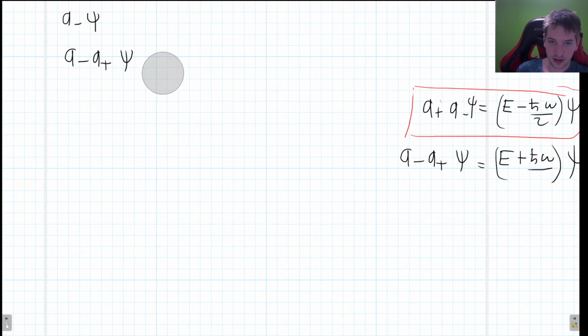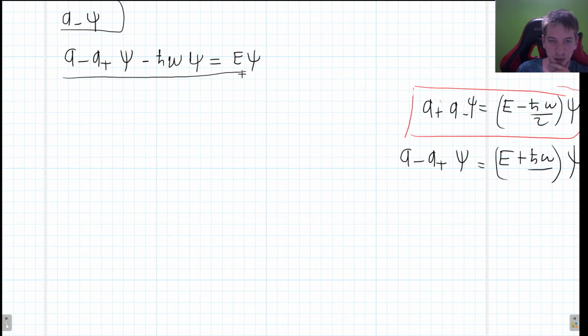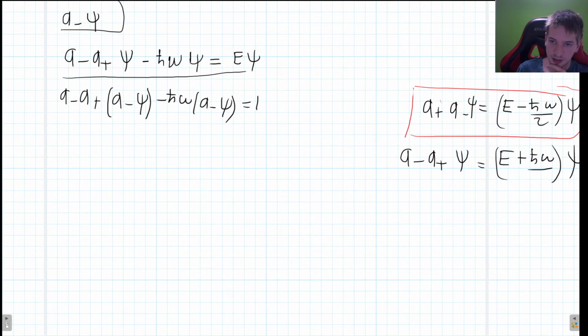Okay, so let us now, same as before, rewrite this, basically just subtracting this h bar term. So we get minus h bar omega times psi. My pen is lagging a little bit. There we go. And this is going to be equal to E times psi. This is just the Schrödinger equation written in this way. Now let us take a look at what happens with this a minus psi solution. So a minus a plus, and now instead of psi, we write down a minus psi, minus h bar omega times a minus psi. This is equal to the energy times a minus psi, right?